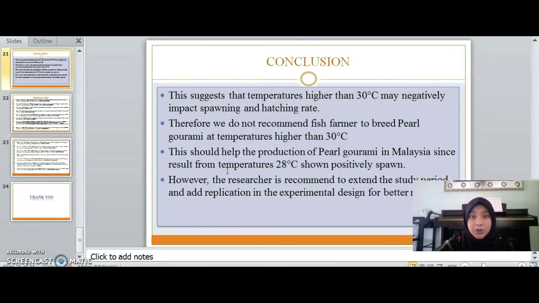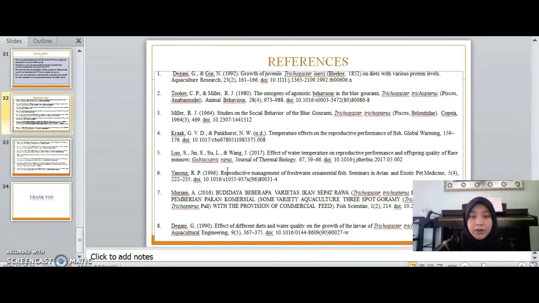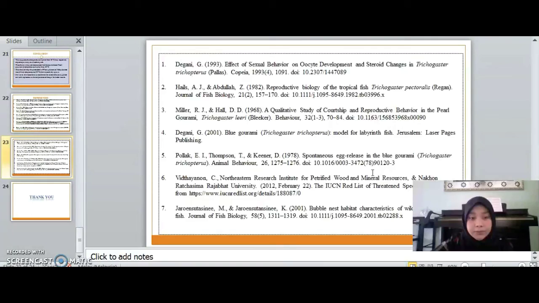Okay, however, the researcher recommends extending the study period and adding replication in the experimental design for better results. This is for my reference, and that's all.